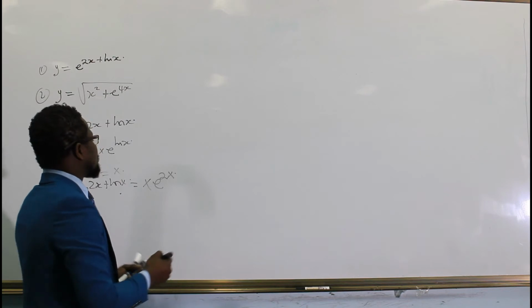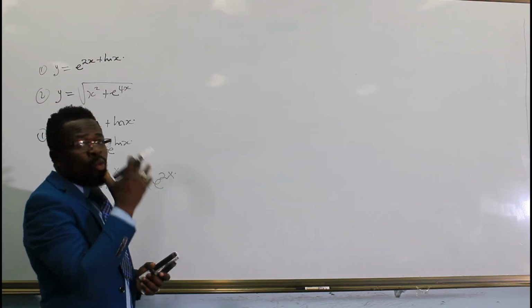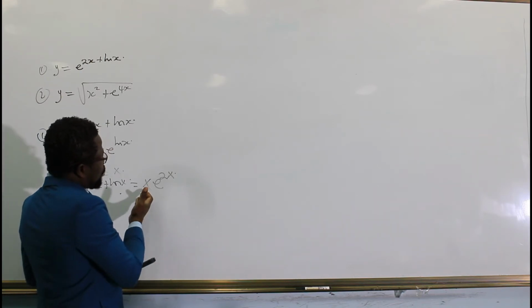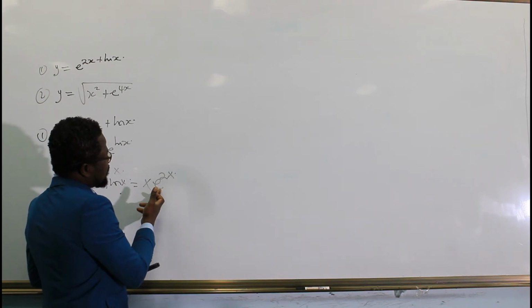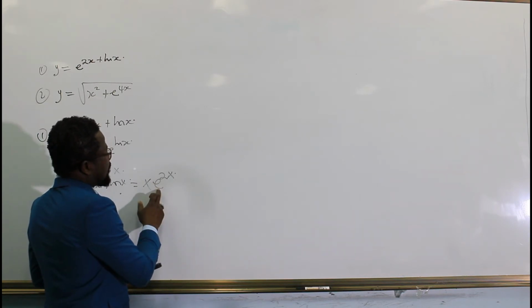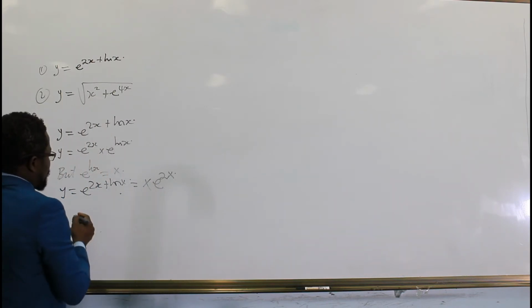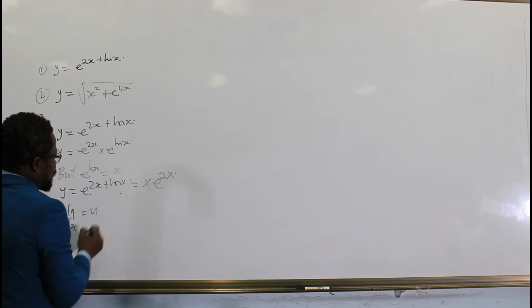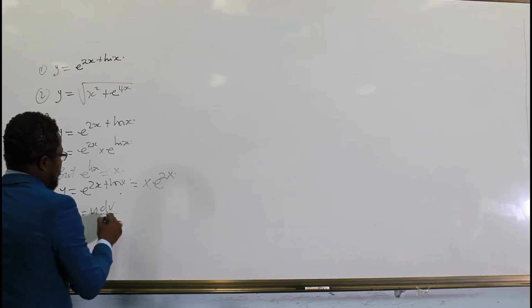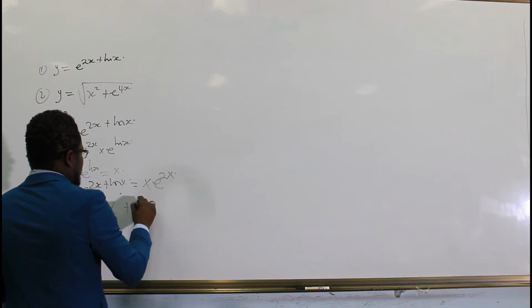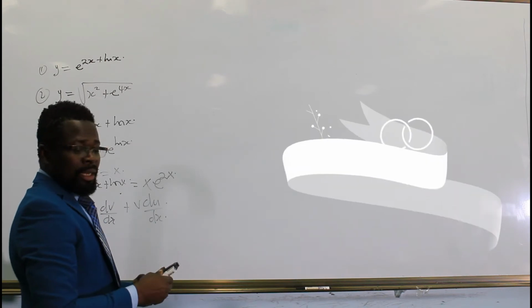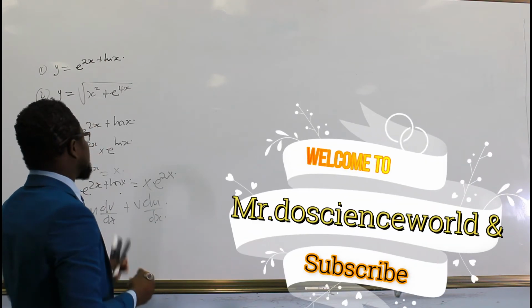Once we have this, we can apply the product rule to solve this problem. If you apply the product rule, we keep this one and differentiate the other, and then add it to keeping the other one and differentiating the first. So dy/dx is simply u dv/dx plus v du/dx. That is the product rule.